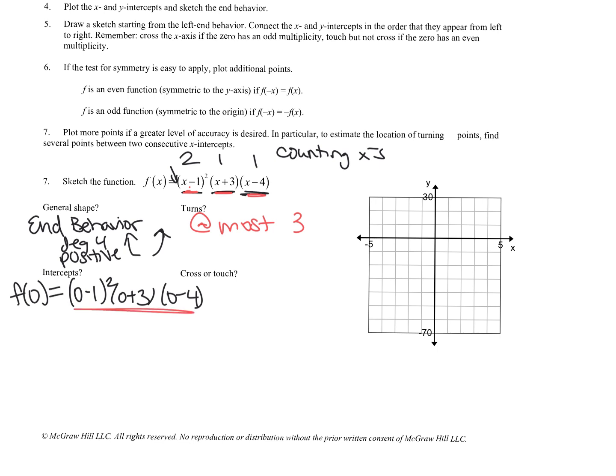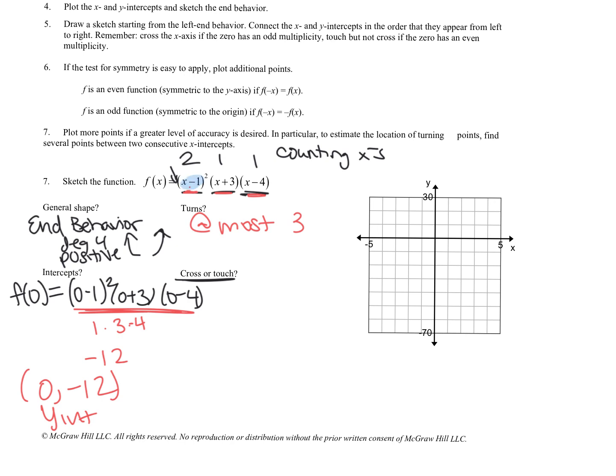So when I plug in 0 and I calculate this, I basically end up with 1 times 3 times 4, which is 12. Negative 12, sorry, that's negative 12. Okay, so at 0, negative 12 is a y-intercept. Okay, and then I can find my x-intercepts, and I'm going to say if it crosses or touches.